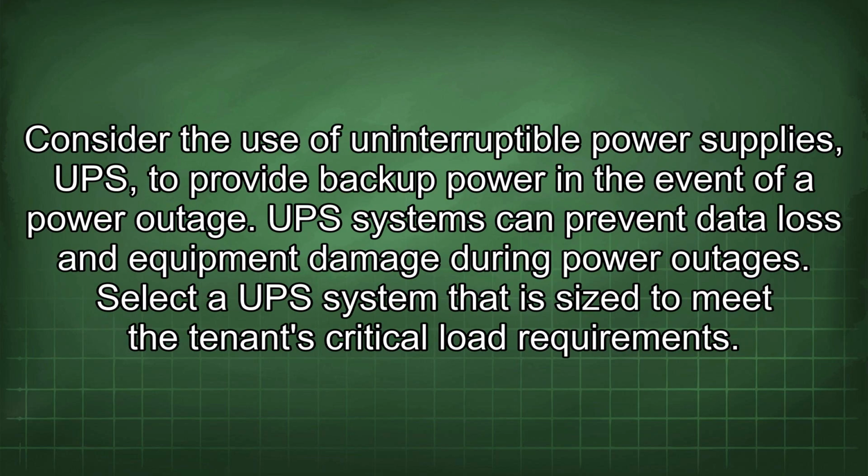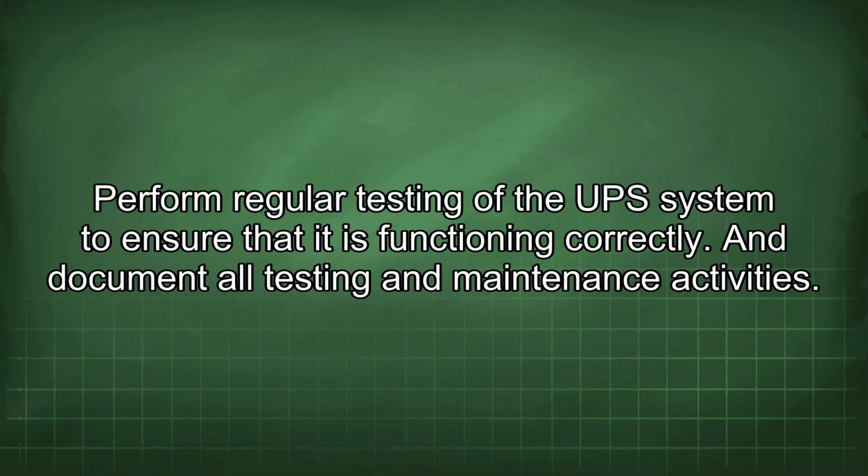Consider the use of uninterruptible power supplies to provide backup power in the event of a power outage. UPS systems can prevent data loss and equipment damage during power outages. Select a UPS system that is sized to meet the tenant's critical load requirements. Perform regular testing of the UPS system to ensure that it is functioning correctly, and document all testing and maintenance activities.